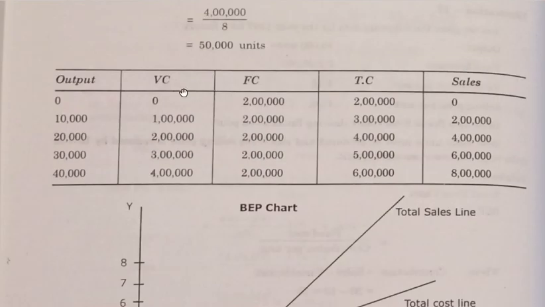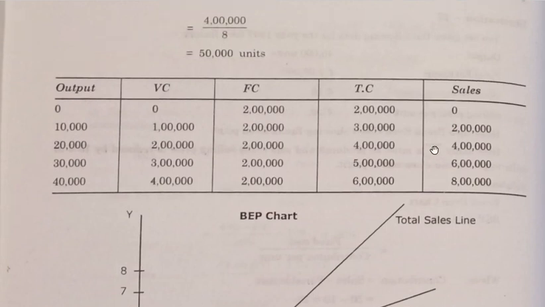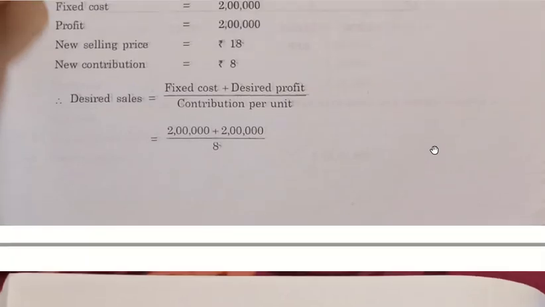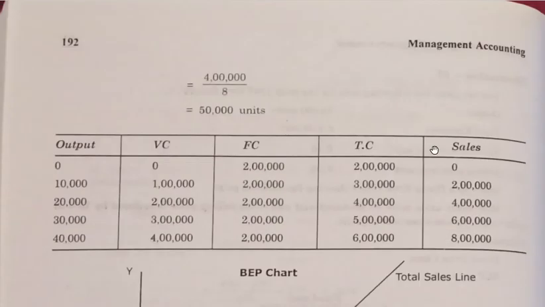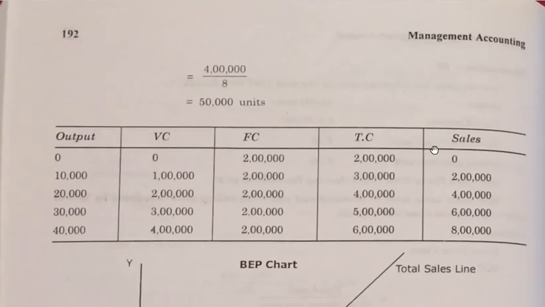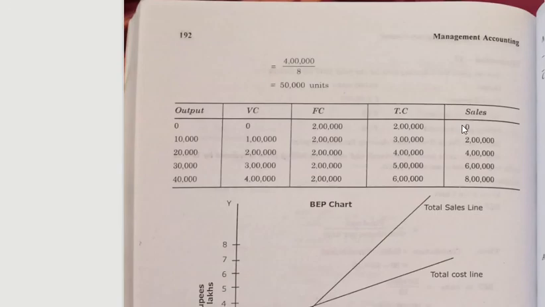So 10,000 units into 10 rupees, 1 lakh. So 2 lakhs remains the same. Total cost is 1 plus 2 lakhs, which is 3 lakhs. So what is your sales per unit value? Your selling price is 20 rupees per unit. So 20 into 10,000, 2 lakhs.